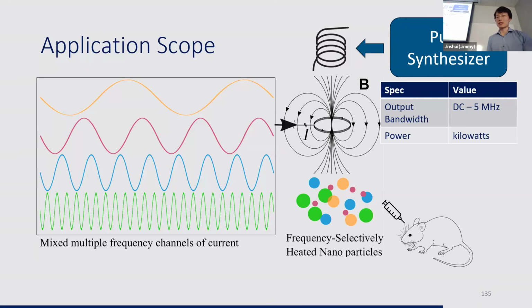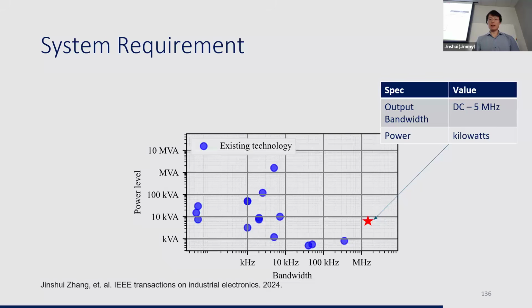The challenge is very demanding. We need a combination of kilowatts of power and a very wide output bandwidth, from kilohertz up to megahertz. And here is a survey of existing power amplifiers. And what we need here is an outlier. However, we realized that the combination of high power and high output resolution is actually a sweet spot for modular power electronics. More modules can give us more power, but also give us a better resolution.